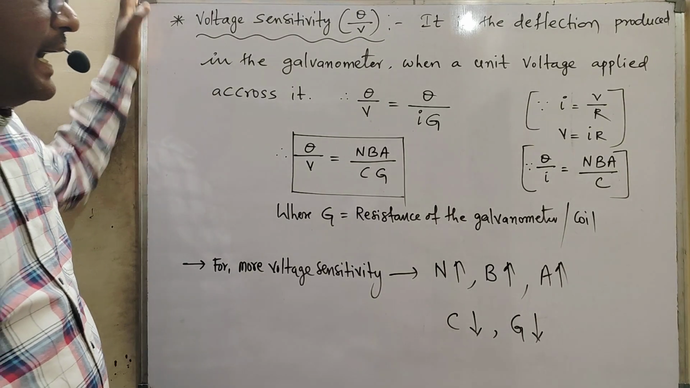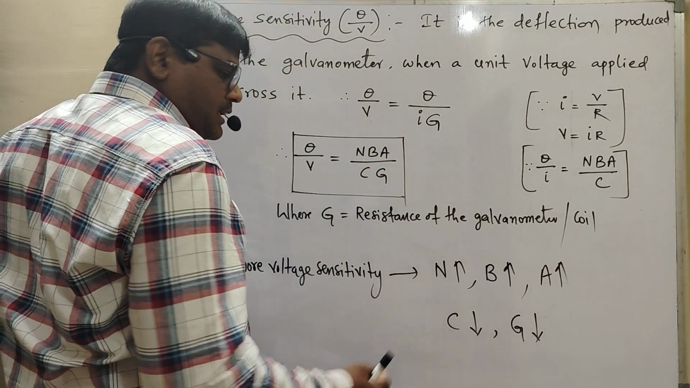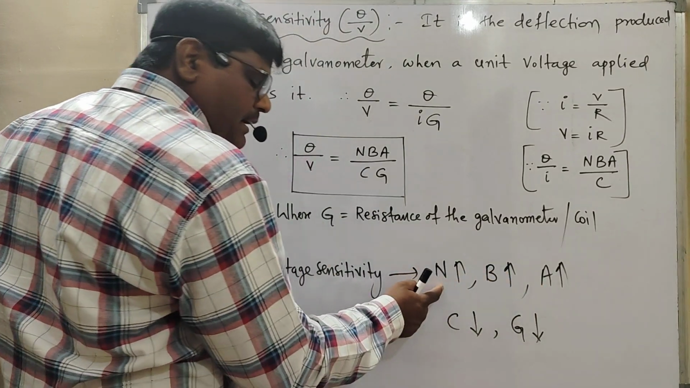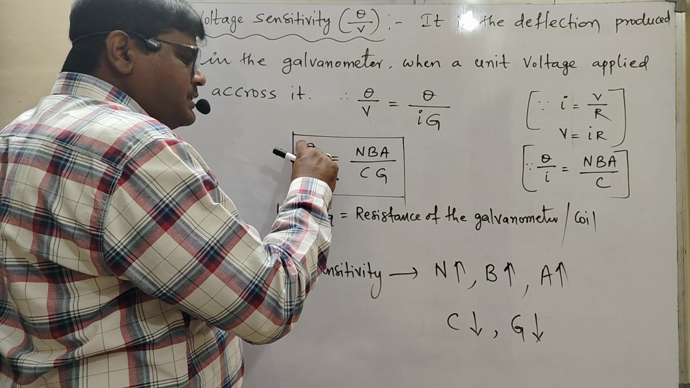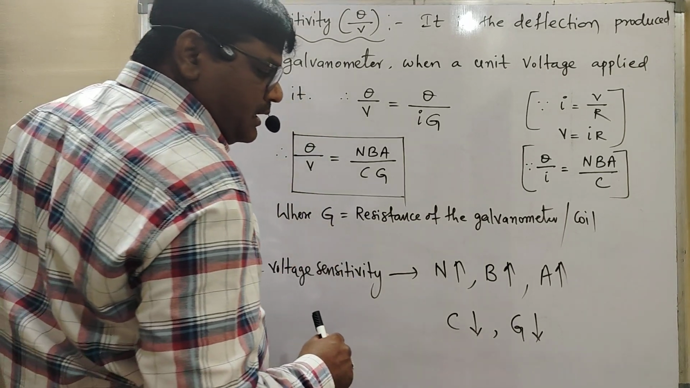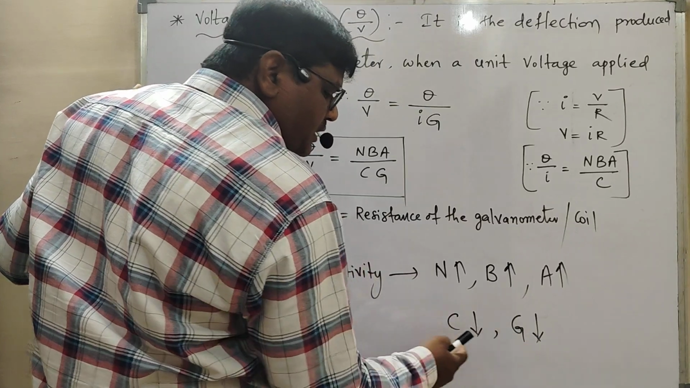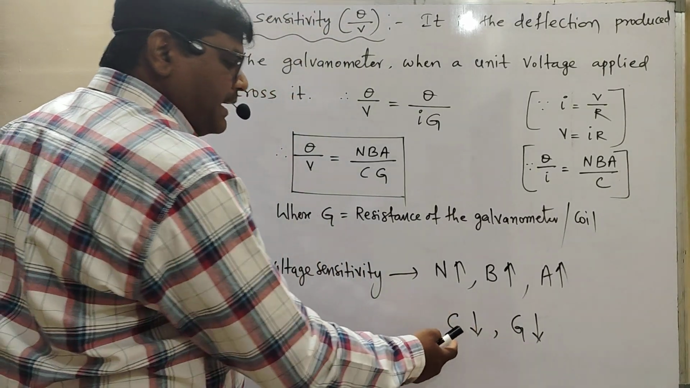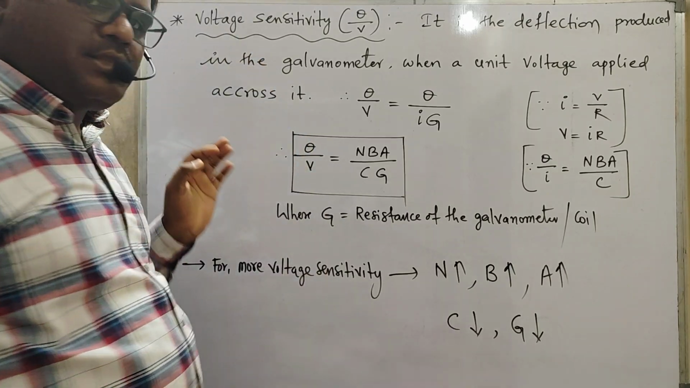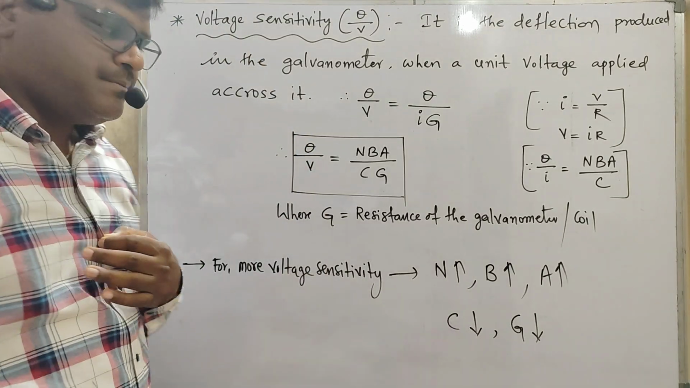Of course, according to this formula, you can say that out of these 3, if you are increasing any value, then its voltage sensitivity also increases. But if these 2 terms, any value of C and G, are decreased, then also the voltage sensitivity increases.